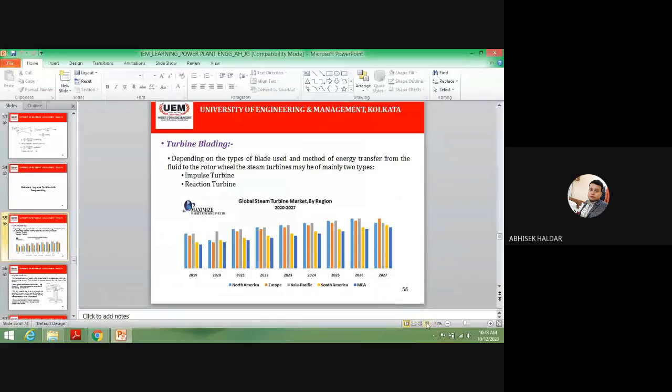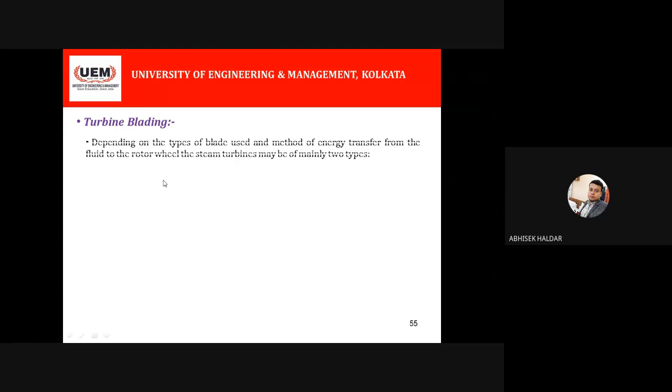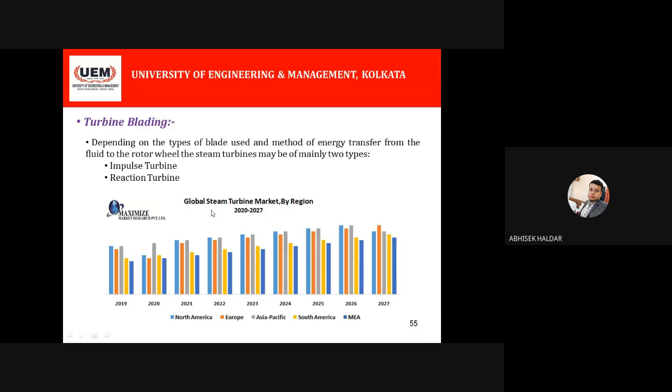Okay, so that difference between impulse steam turbine and reaction steam turbine we will see in detail in the next slide. But before that, let us see the global steam turbine market by region. There is a projection from 2020, that means 22 of this year, to 2027. That means for the upcoming 7 years there is a projection of how the global steam turbine market will be. It is by Maximize Market Research Private Limited.